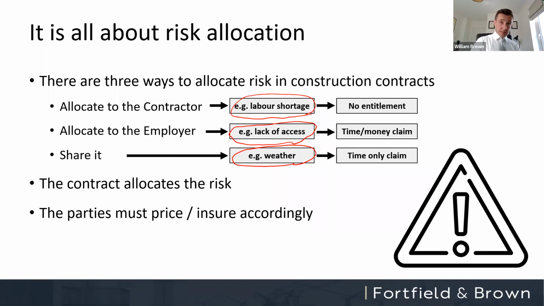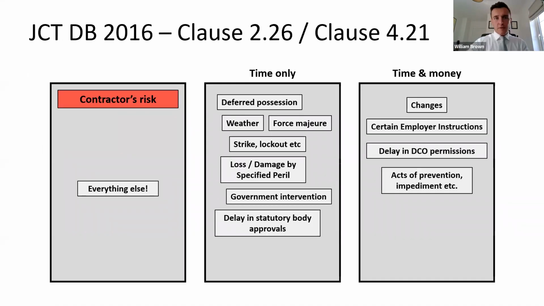It will name the risk, that's what it should do anyway, and it will allocate it to one of the parties so that both parties understand what will happen if that risk materializes. So to illustrate the point, this is what it looks like. This is what the landscape looks like under the JCT design and build. It's very similar under all of the other contracts in the JCT suite.